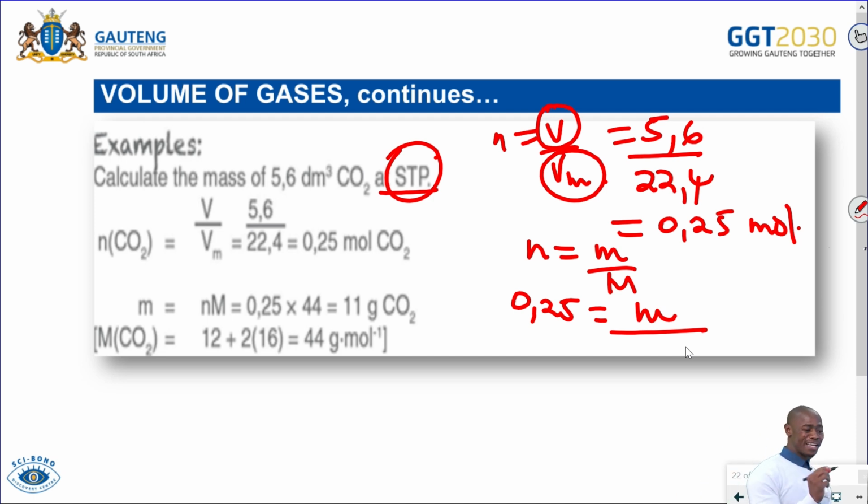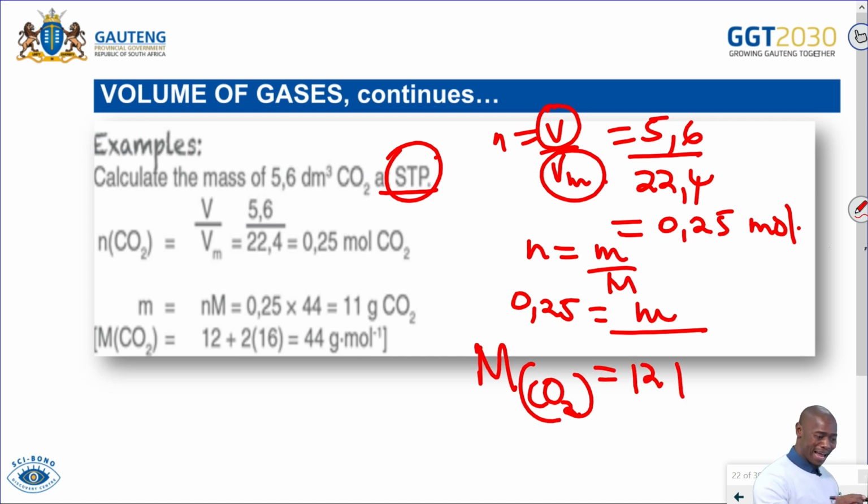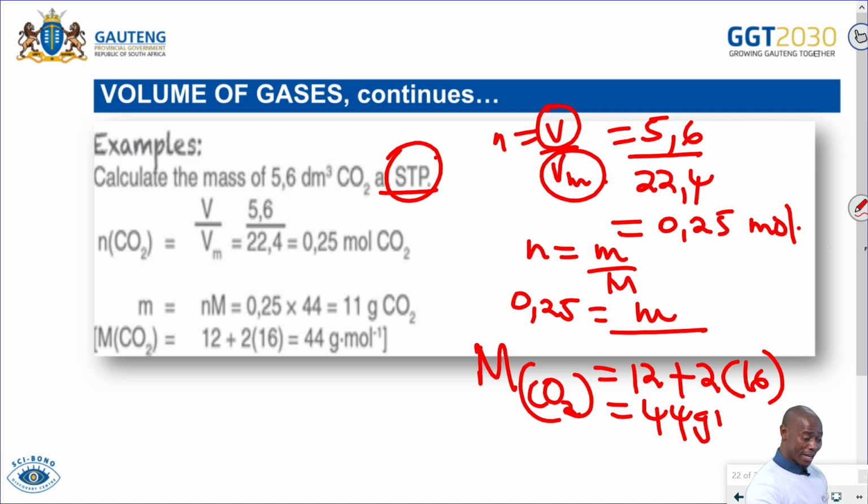Times 16. So in other words, the molar mass of carbon dioxide will be 12 plus 2 times what? 16. 2 times 16 is 32, plus what? Plus 12. So 32 plus 12 is going to be what? 44. So it's 44 grams per what? Per mole. That is the molar mass of carbon dioxide.